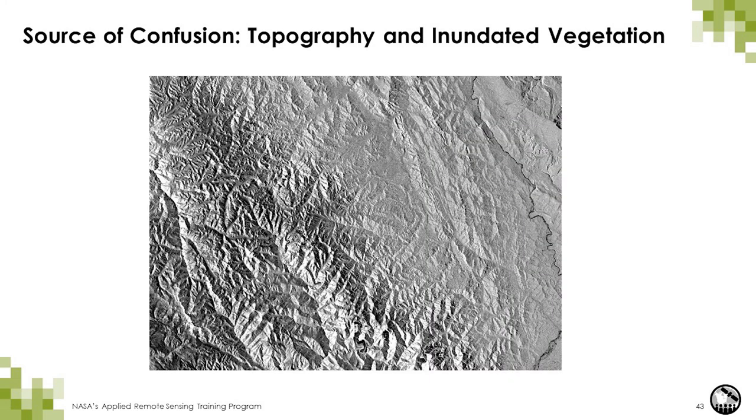A final source of confusion are areas where there's complex topography. And as you can see in this image, these areas tend to have high backscatter. And this can be confused with inundated vegetation.